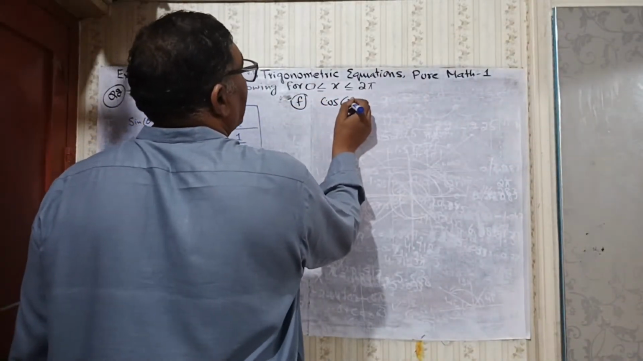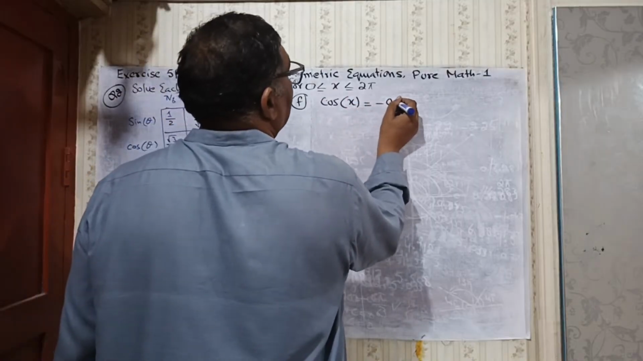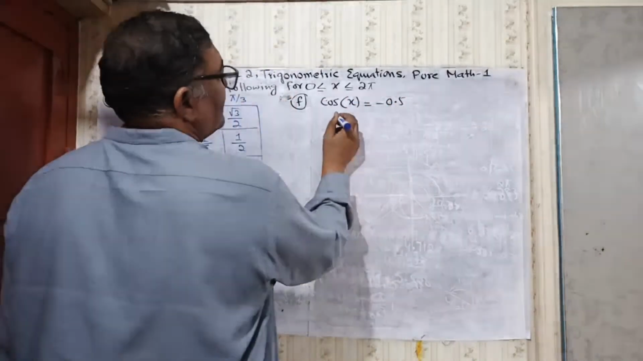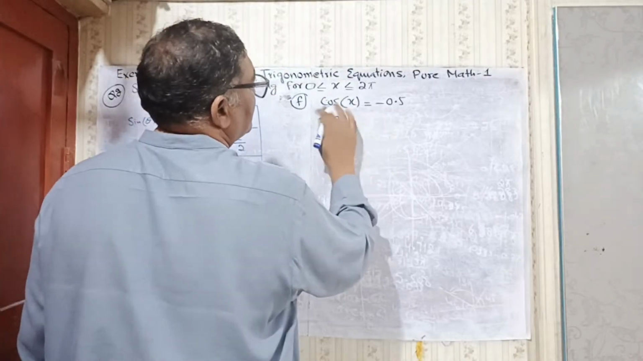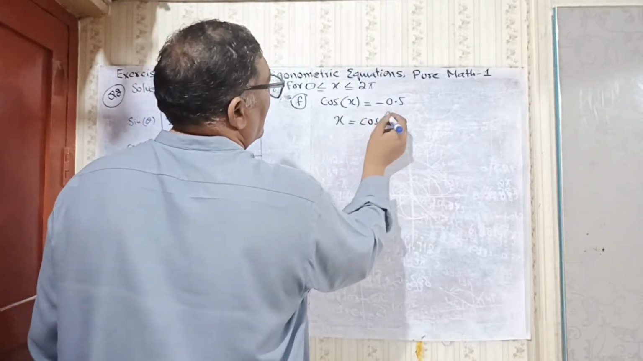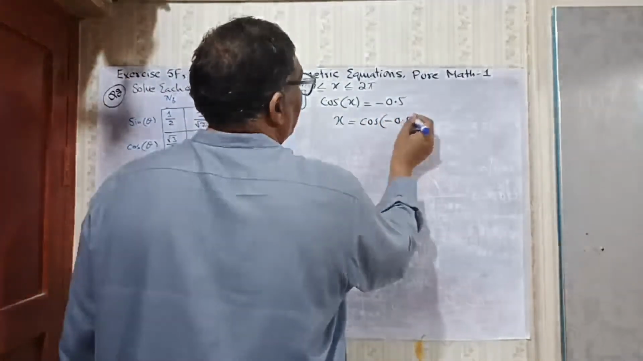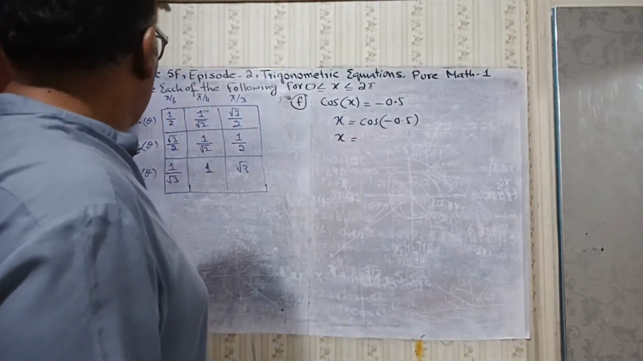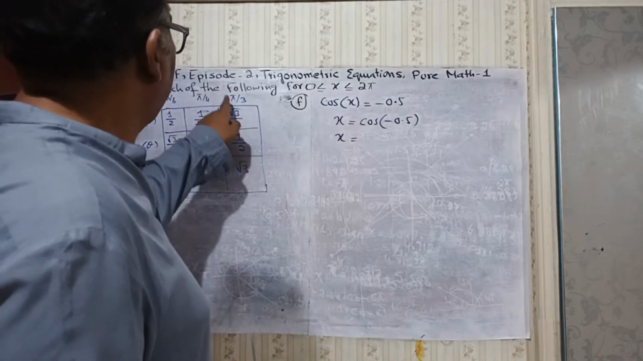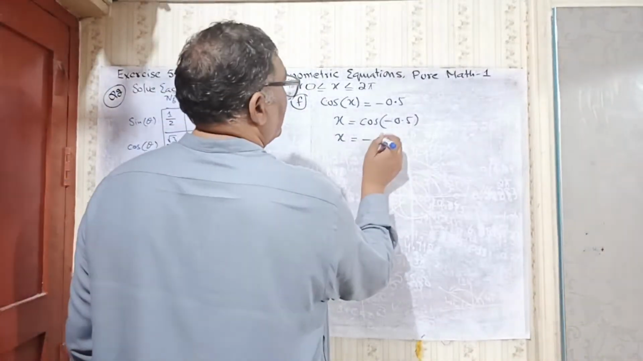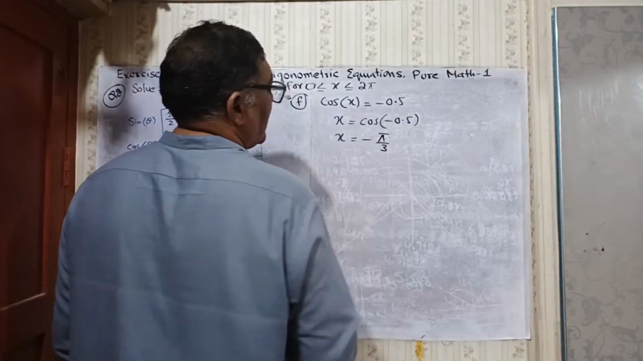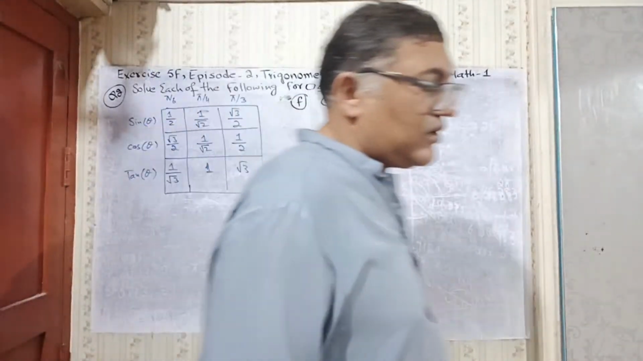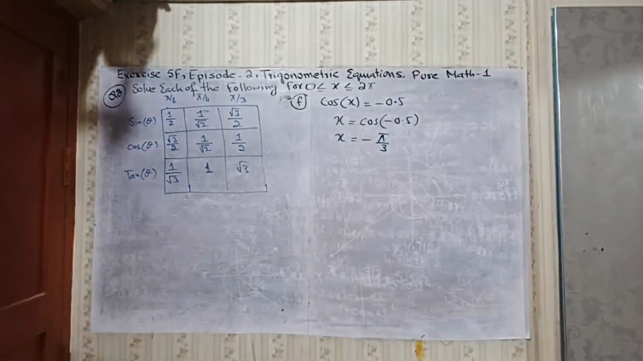Cos of x is minus 0.5. Okay, so very simple. x will be equal to the inverse cos of minus 0.5. And if you do it on the calculator, it will be minus pi by 3. You can do it on the calculator also. If you work in decimals, no problem.